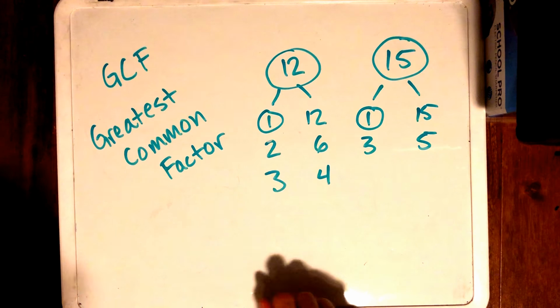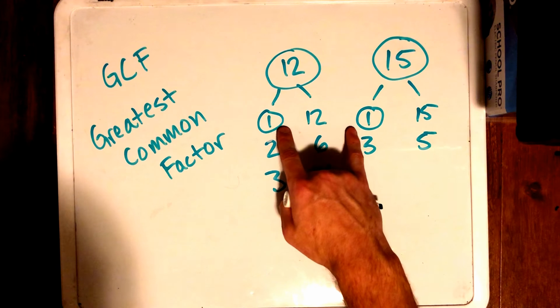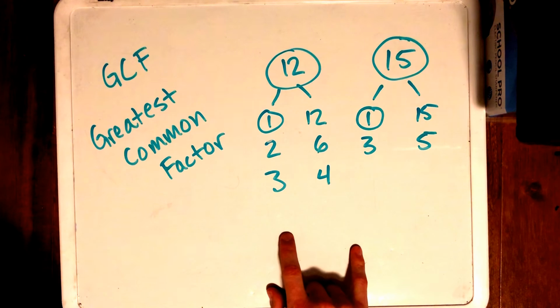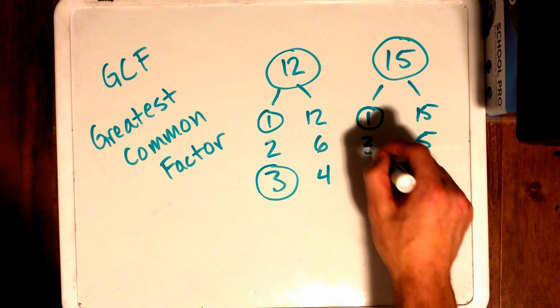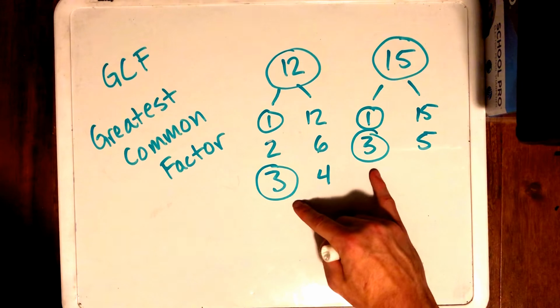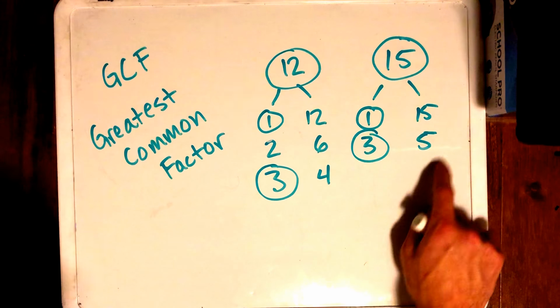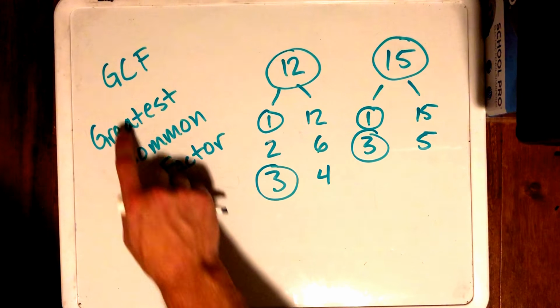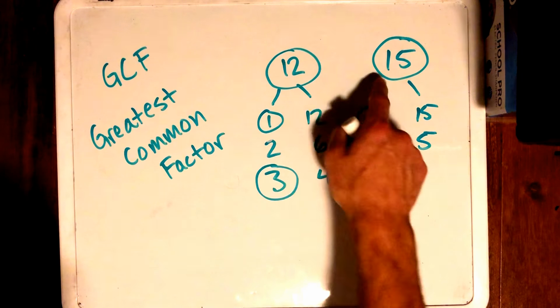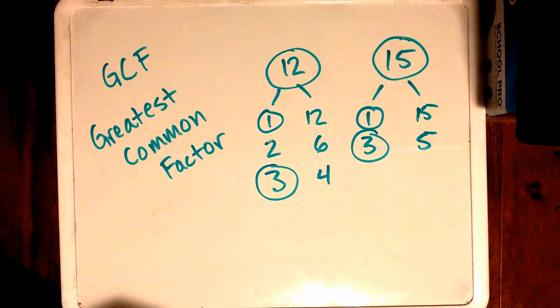There's a special name for numbers whose greatest common factor is 1, but we're not worried about that for today. So if I were to keep looking at my factor trees, you could also see that the number 3 is shared by both numbers. And they don't share any other numbers that are larger than 3, so I can say with certainty that the greatest common factor, GCF, of 12 and 15 is 3.